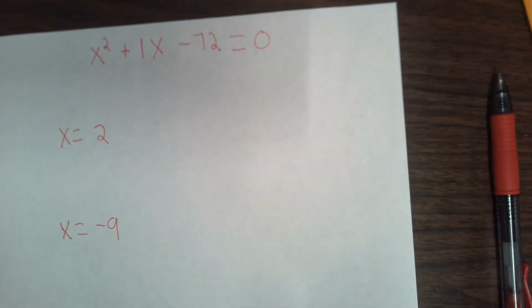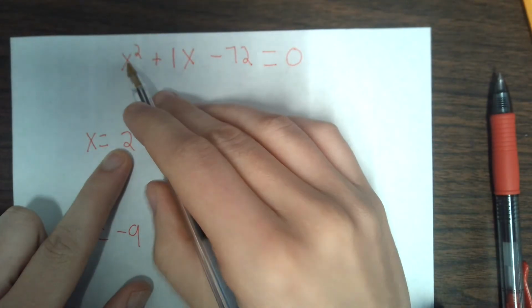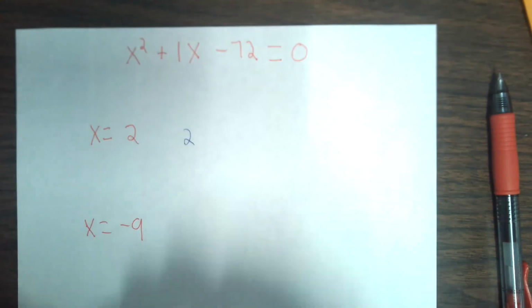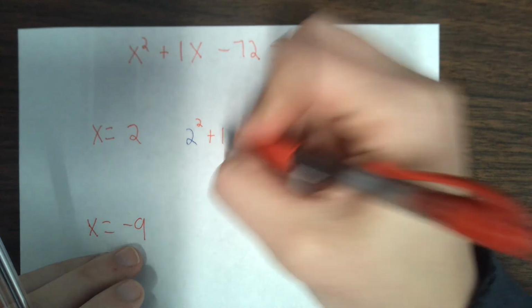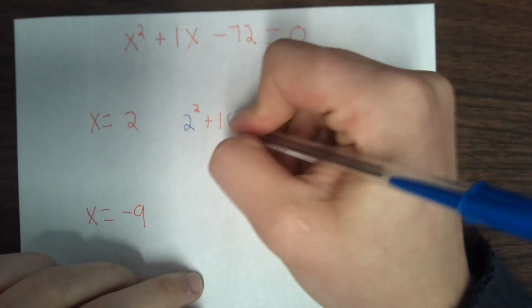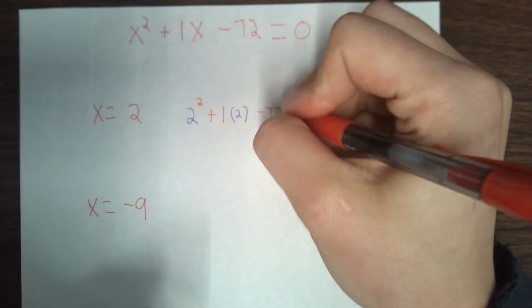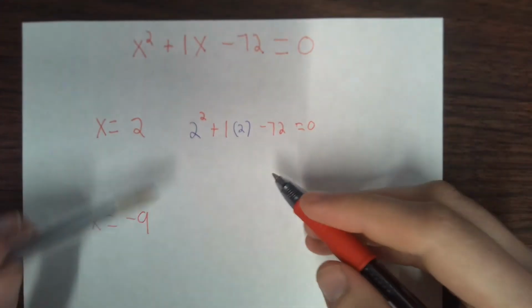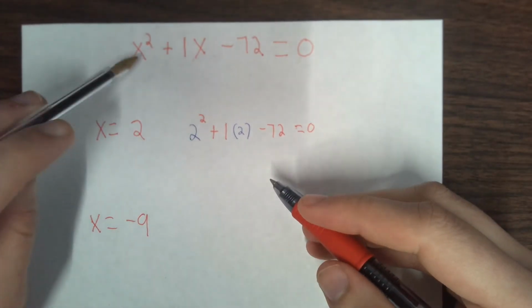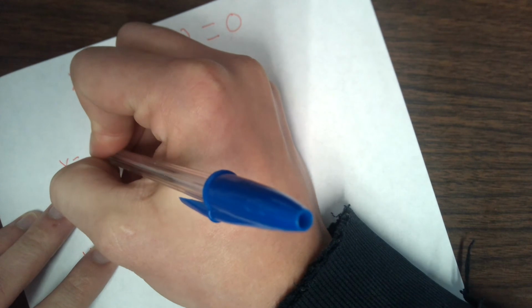I'm going to do this in blue here. So x equals 2 means I'm going to plug in 2 for x. So we have 2 squared plus 1 times 2 minus 72 equals 0. Okay, so I just replaced my x's with my 2's. In fact, if I highlight that in blue for you, I will. So there's our blue 2.